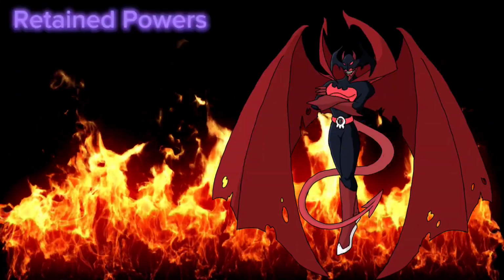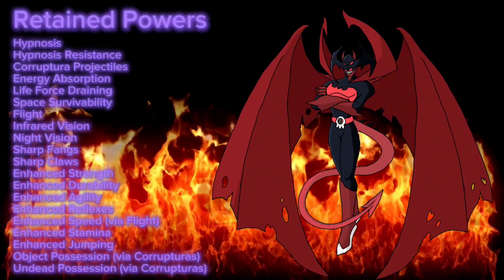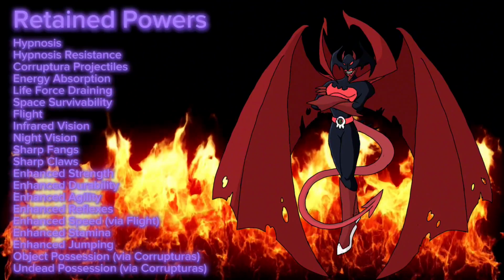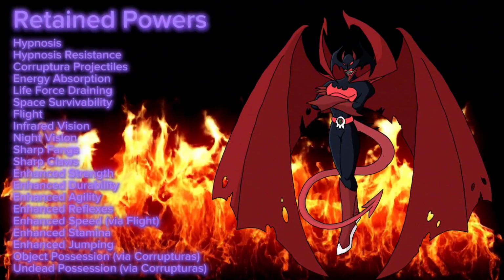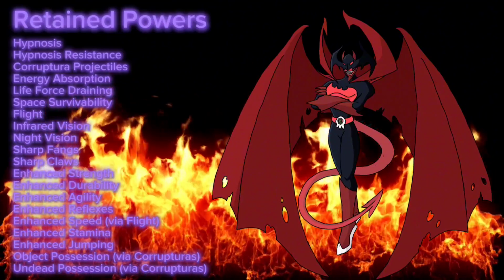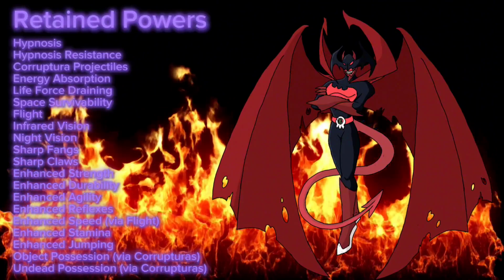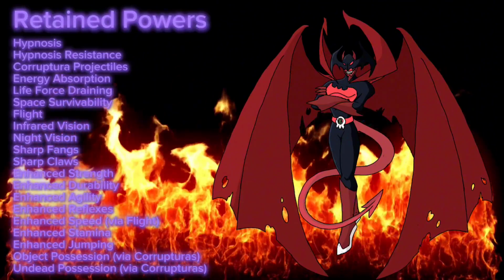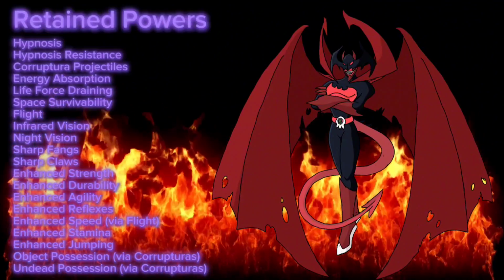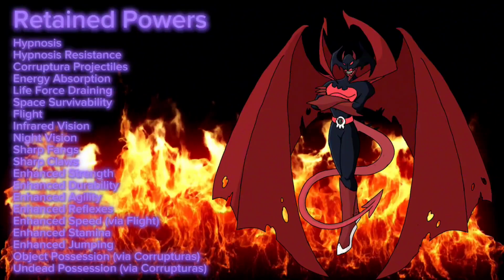Now on to powers and weaknesses. Retained powers include Hypnosis, Hypnosis Resistance, Corruptor of Projectiles, Energy Absorption, Life Force Draining, Space Survivability, Flight, Infrared Vision, Night Vision, Sharp Fangs, Sharp Claws, Enhanced Strength, Enhanced Durability, Enhanced Agility, Enhanced Reflexes, Enhanced Speed via Flight, Enhanced Stamina, Enhanced Jumping, Object Possession via Corruptoras, and Undead Possession via Corruptoras.